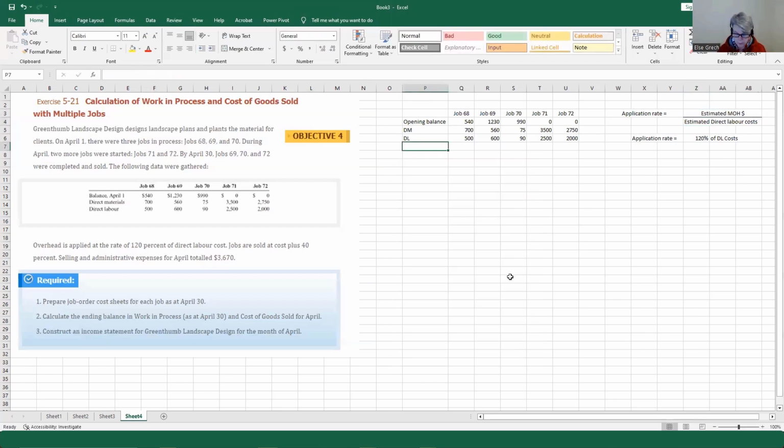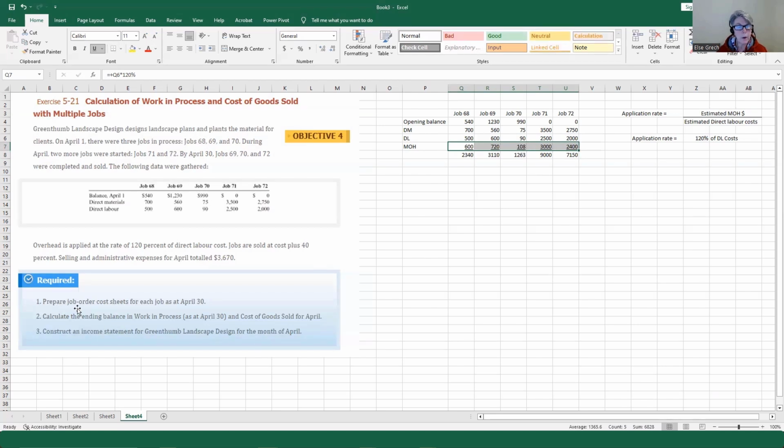Okay, so now we can do the manufacturing overhead, because they say the manufacturing overhead is direct labor costs multiplied by 120%. So that's the manufacturing overhead. I can drag this over and it's going to calculate the manufacturing overhead, direct labor costs every single time. There we go. So that tells us what the total cost is going to be. We've got the total cost for all of these jobs.